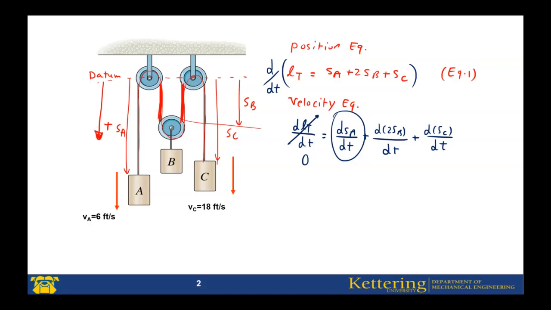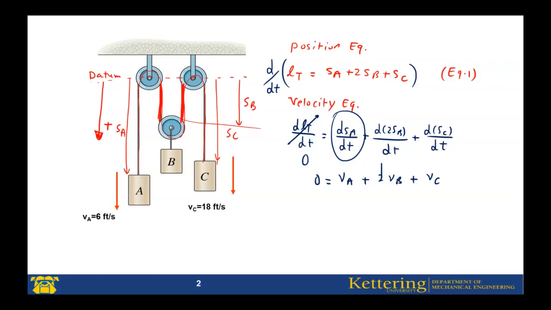What is this expression called? VA. I heard somebody. It's correct. It's called VA, the velocity of block A. Similar to this one, this is 2 times the velocity of B plus the velocity of C.